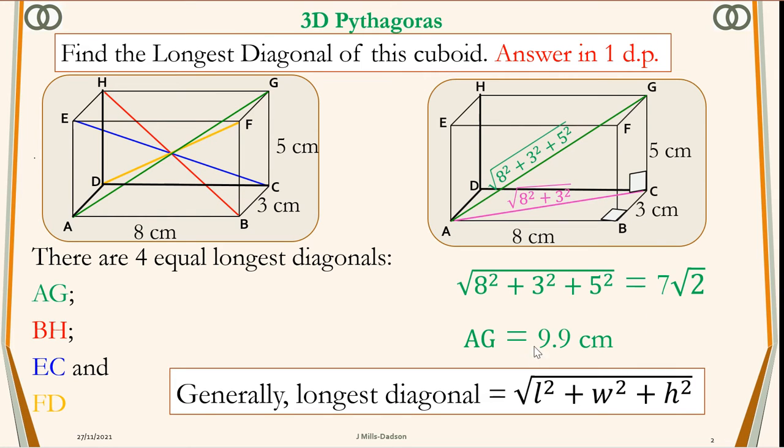So here our answer is 9.9 cm. So remember this. Longest diagonal is always the addition rule. Square root of all the squares of all the 3 sides. Length, width, and the height. 3 dimensions, sorry.